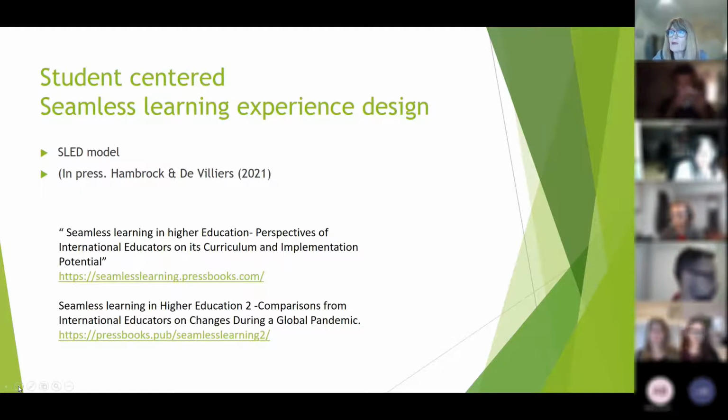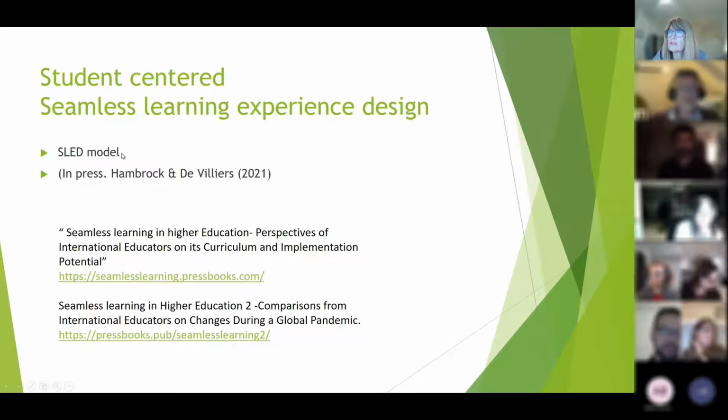Okay, so these are the two books. Well, this is the first one. This one was the first one. And then we did an article on the SLED model. And then the last book, that's the one that was published last month. We took it one step further with that book. It's just interesting for you to see how research can evolve. And we work together with all these international researchers. So we expanded our group.